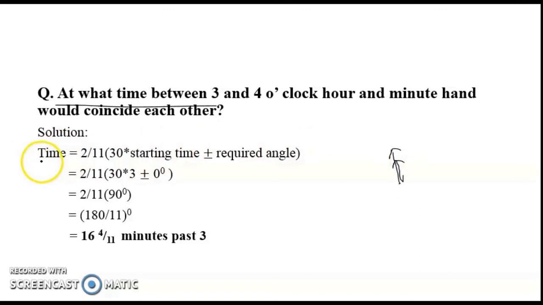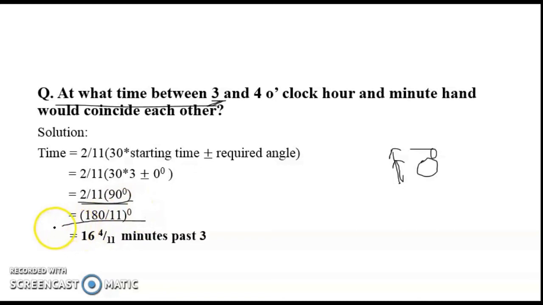So basically the formula is the same. Time equals 2 by 11 in bracket 30 into starting time plus minus required angle. So 2 by 11 in bracket 30 into 3, the starting time is 3, plus minus 0 degree, 0 degree because they are coinciding and the angle is 0 degree. They are not making any angle. This equals 2 by 11 in bracket 90 degree. After solving this, the answer is coming 180 by 11 degree.